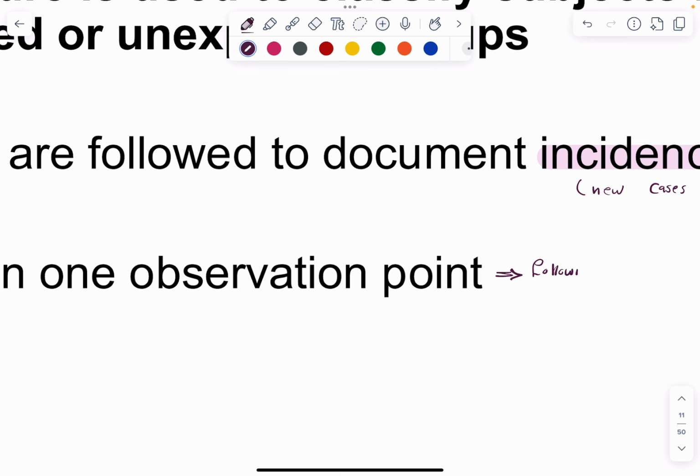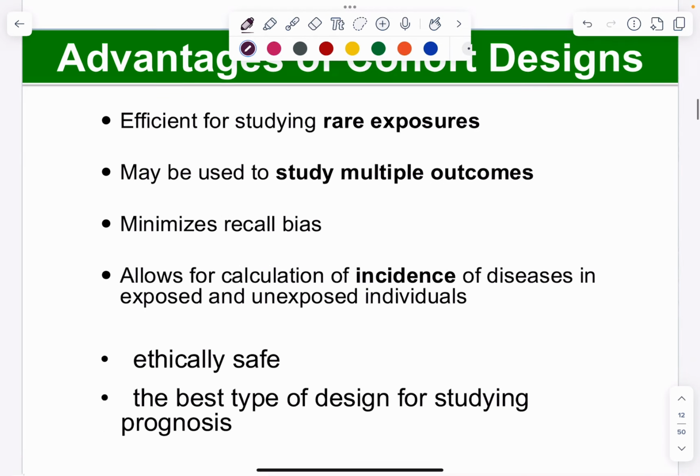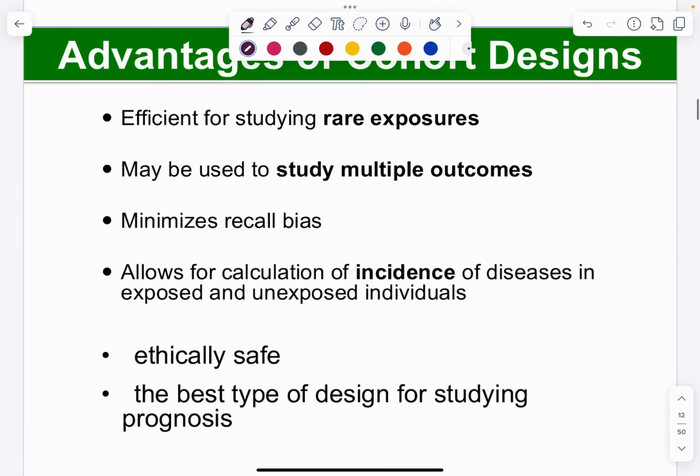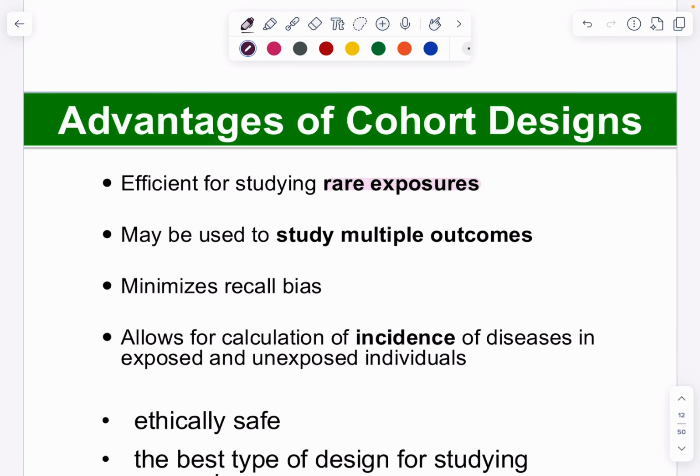Now, advantages. What are the benefits of this design? Efficient for studying rare exposures. Because for rare exposures, this is the only way, since our starting point in cohort studies is always the exposure. If the exposure is rare, not common, of course this is the most efficient way. If our exposure is rare, we will always go for the cohort study. We will not choose any other study. The reason will be clear when I tell you the other types. It's not possible with other types. So here you have to keep in mind rare exposures.